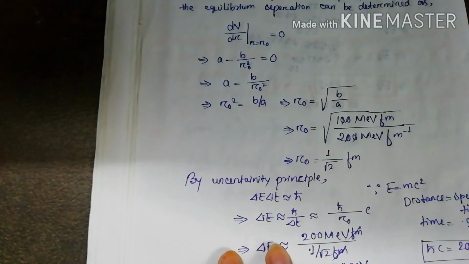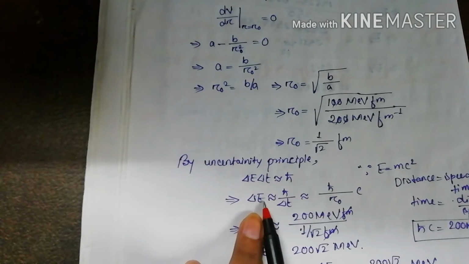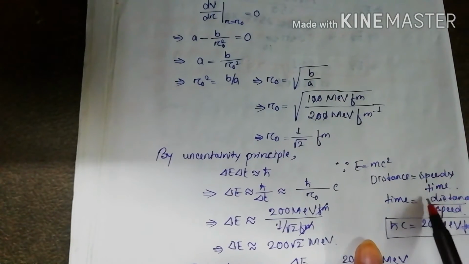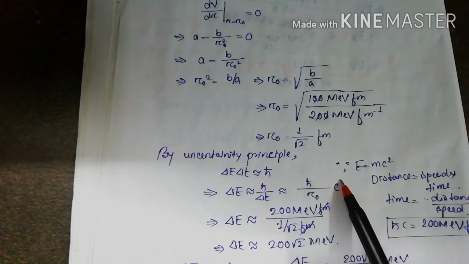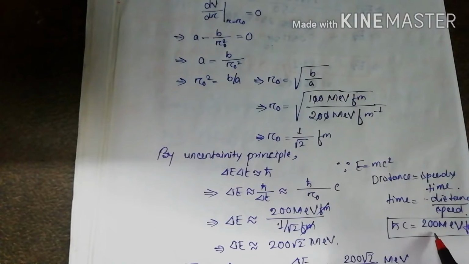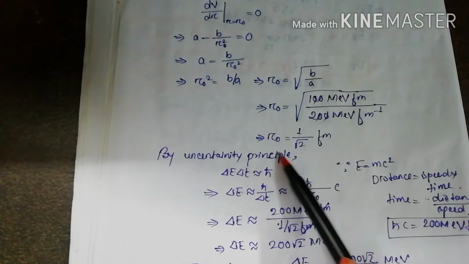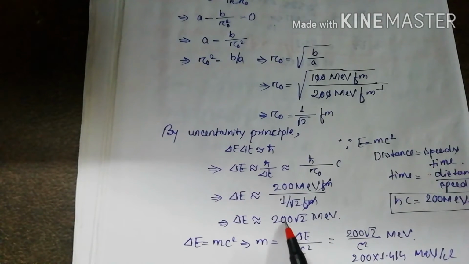Now we will use the uncertainty principle. According to the uncertainty principle, delta E delta T is approximately equal to h cut. That is, delta E is approximately h cut by delta T. We know distance is equal to speed into time. This is a very basic formula. So time will be equal to distance by speed, that is r naught by c. The speed will go to the numerator. And finally we know that the value of h cut c is 200 mega electron volt Fermi. So I have substituted the value of h cut c and the value of r naught, 1 by root 2 Fermi, and this will give us energy delta E equal to 200 root 2 mega electron volt.